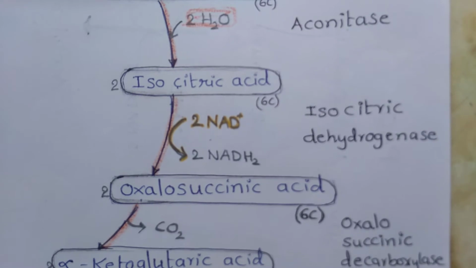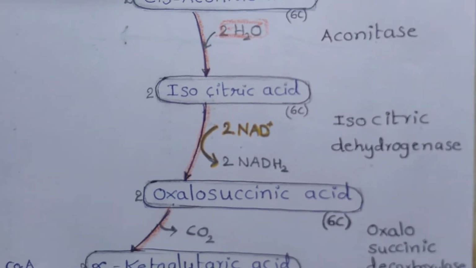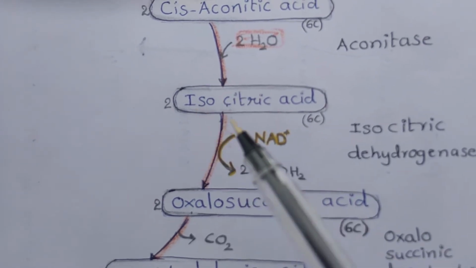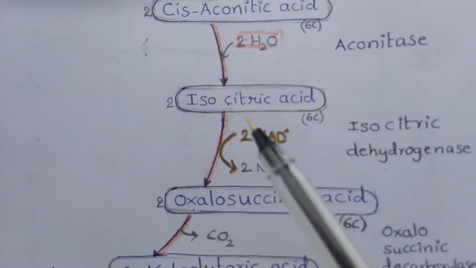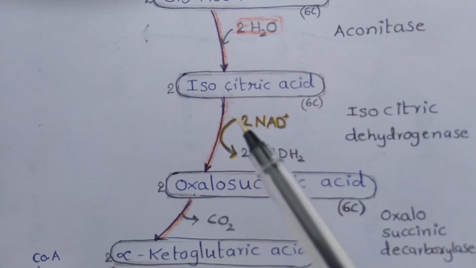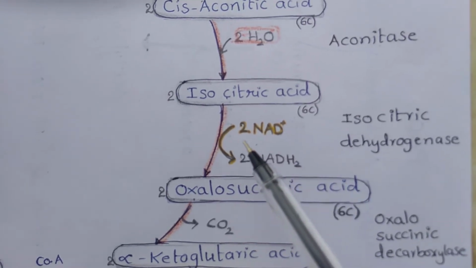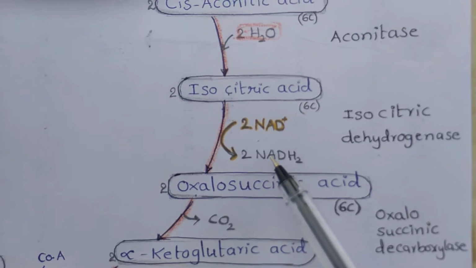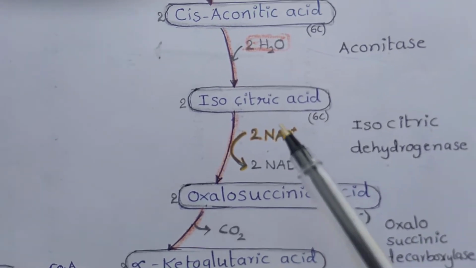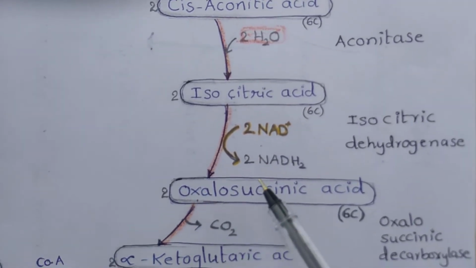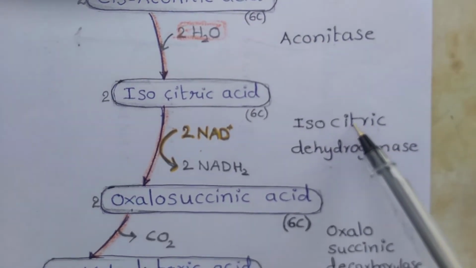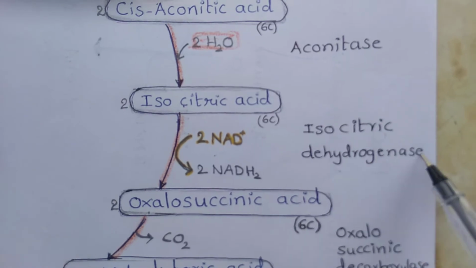Fourth step, oxidation or dehydrogenation. In this step, from isocitric acid, hydrogen atoms are removed. They are accepted by NAD to form two molecules of NADH2. In this step, the product is oxalosuccinic acid. This reaction takes place in the presence of the isocitric dehydrogenase enzyme.